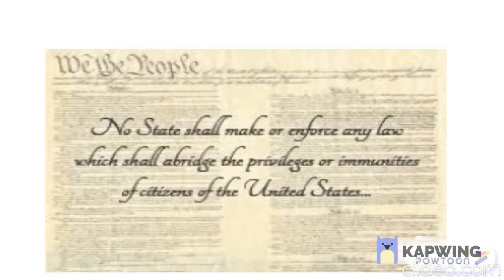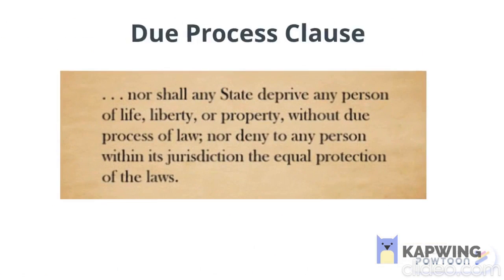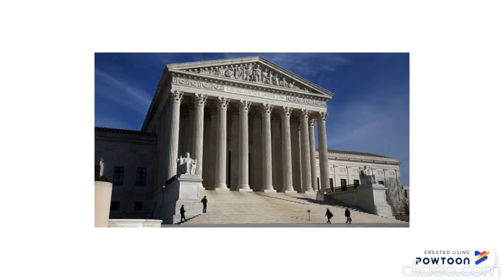How has the Supreme Court used the 14th Amendment to justify the incorporation of portions of the Bill of Rights? They have relied primarily on two main clauses: the Privileges and Immunities Clause, which states that no state shall make or enforce any law which shall abridge the privileges or immunities of citizens of the United States, and the Due Process Clause, which states, "nor shall any state deprive any person of life, liberty, or property without due process of law." The Supreme Court has made two main arguments to justify incorporation.